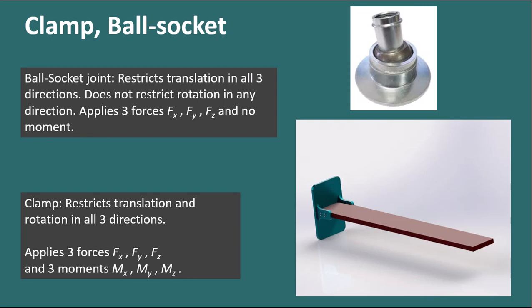Let's first look at a clamp and a ball socket. A ball socket joint restricts translation in all three directions, X, Y, and Z. So a ball socket applies three forces and no moments. A clamp restricts translation in all three directions and also rotations in all three directions. So a clamp applies three forces, Fx, Fy, Fz, and three moments, Mx, My, and Mz.